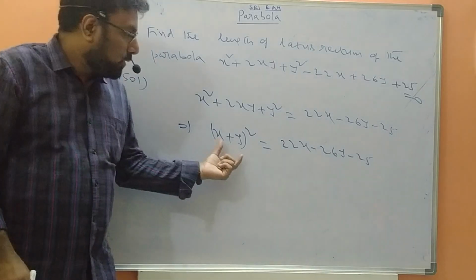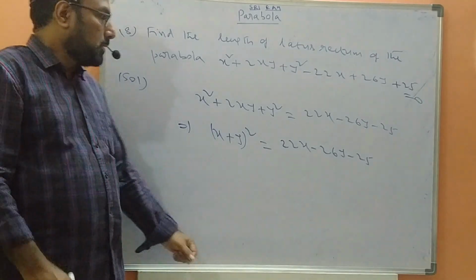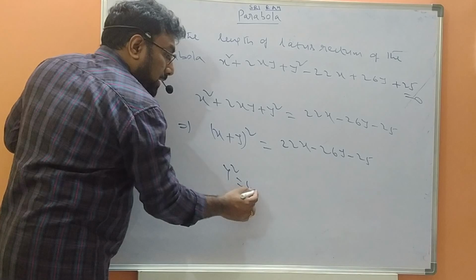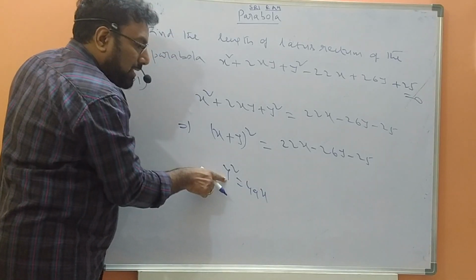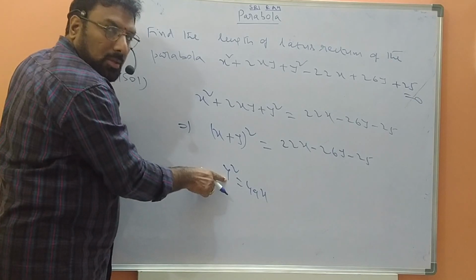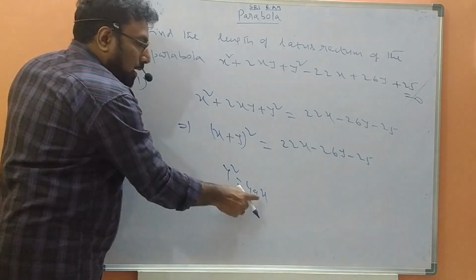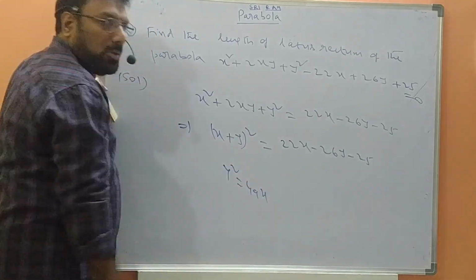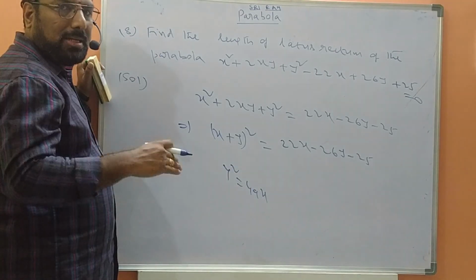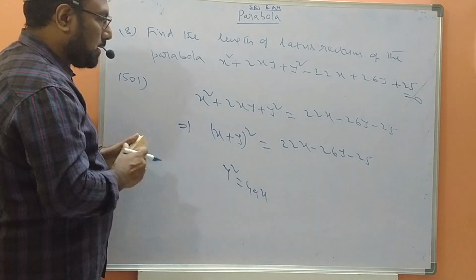Now we have to convert into the form of y square equal to 4x. Okay, y square equal to 4x. Now if you take left hand side equal to 0, that is y equal to 0, that is the axis of parabola. If you take RHS equal to 0, we are getting x equal to 0, that is the y axis. Both x axis and y axis are perpendicular.